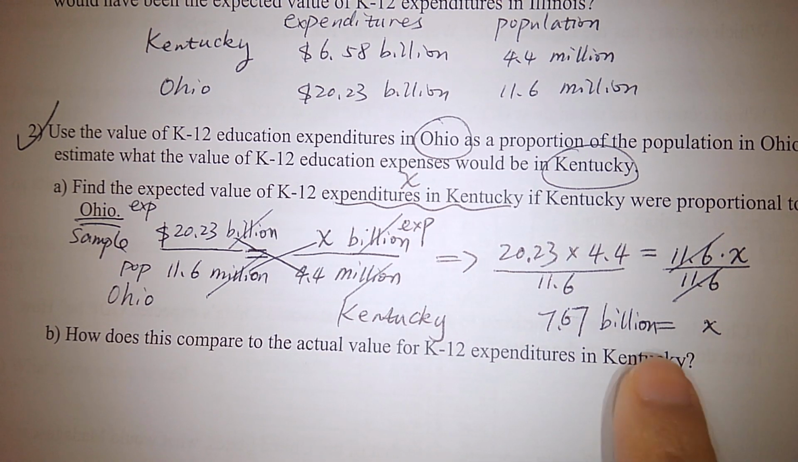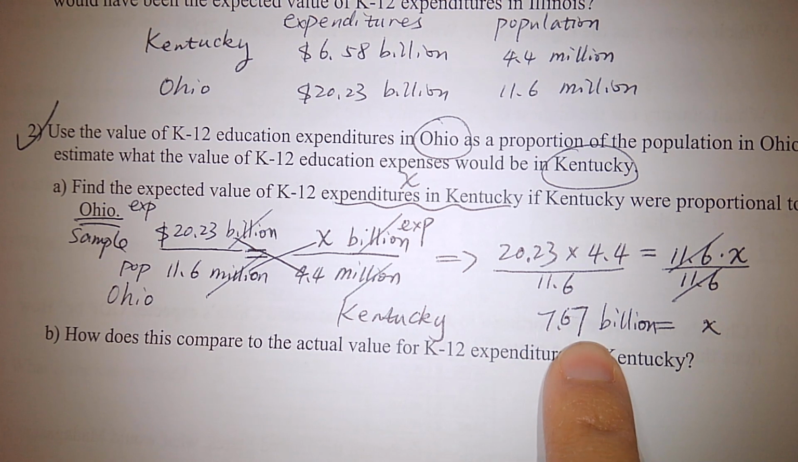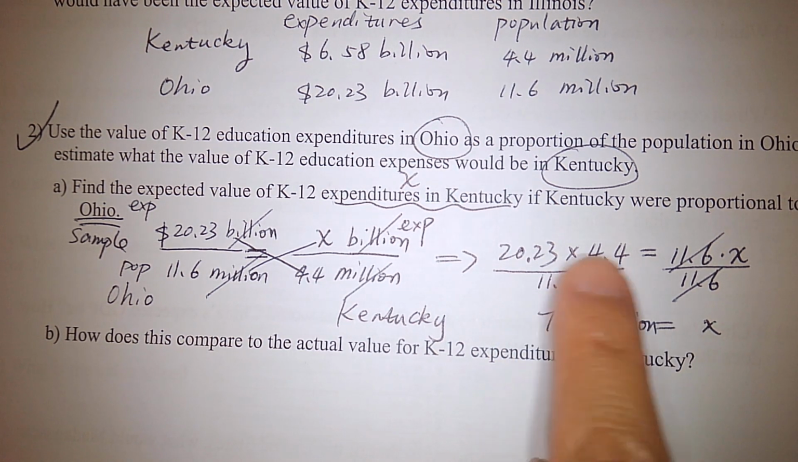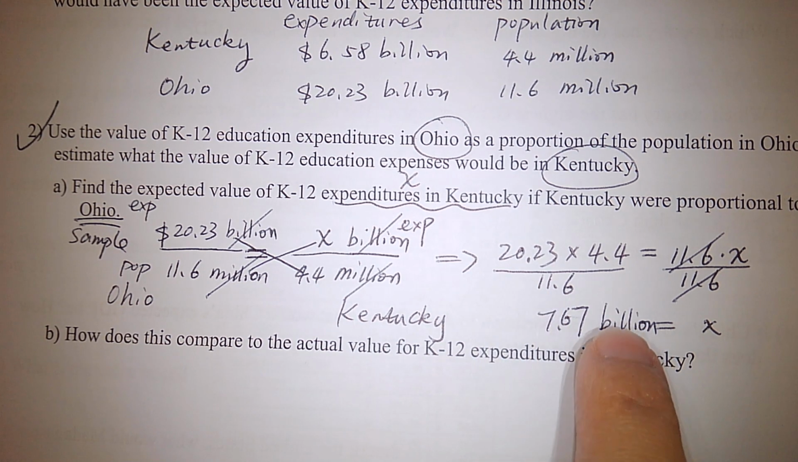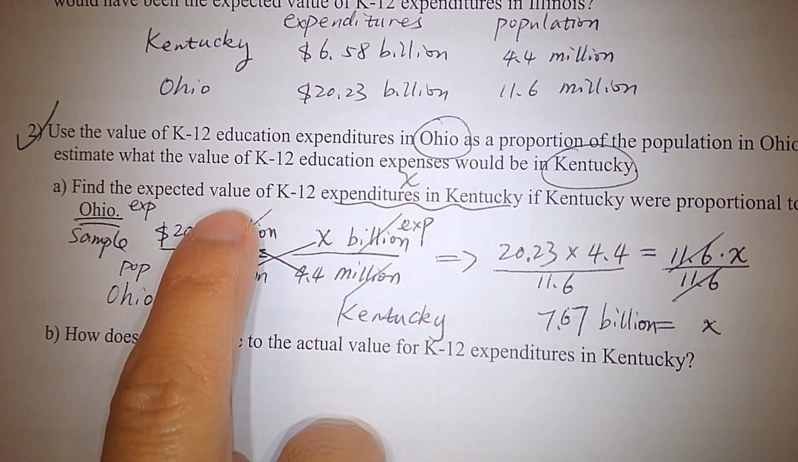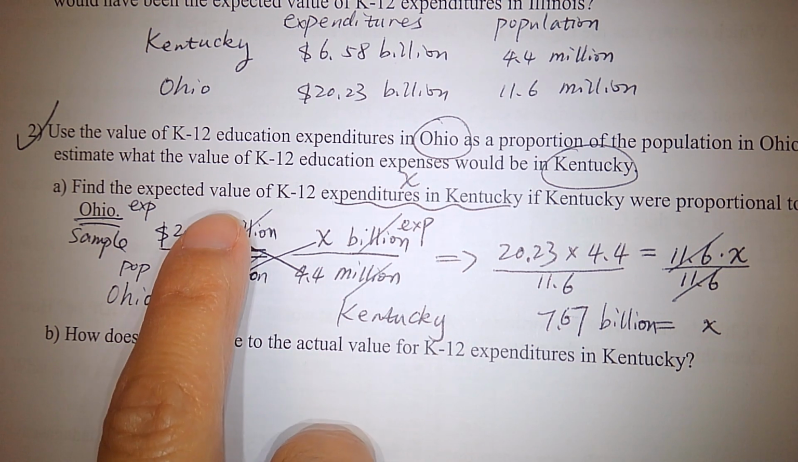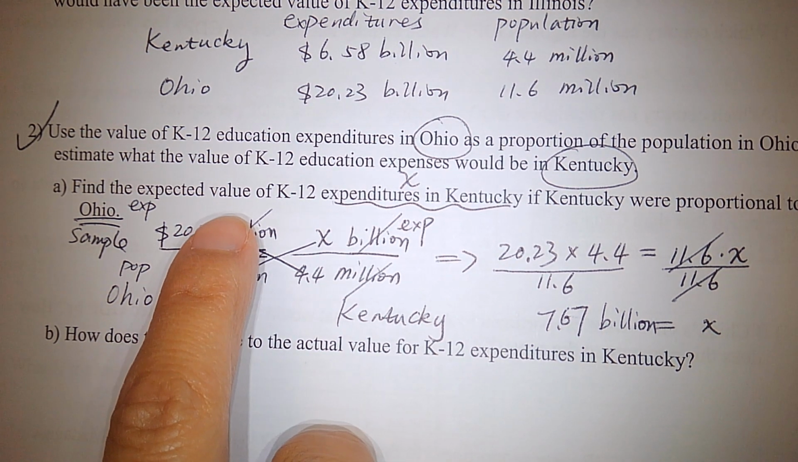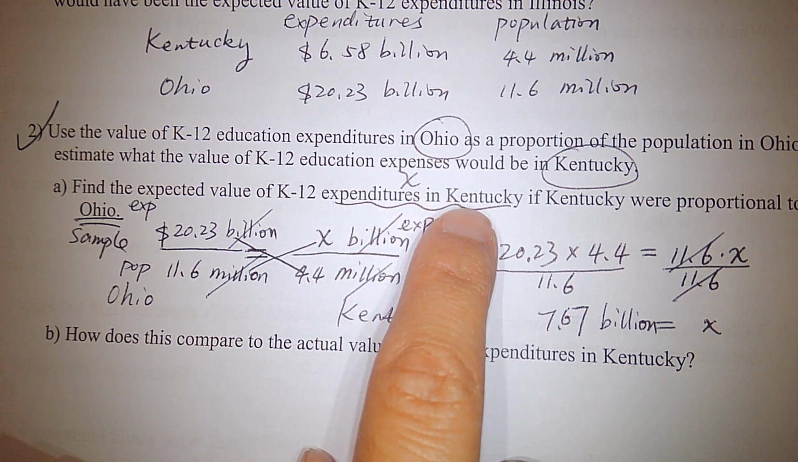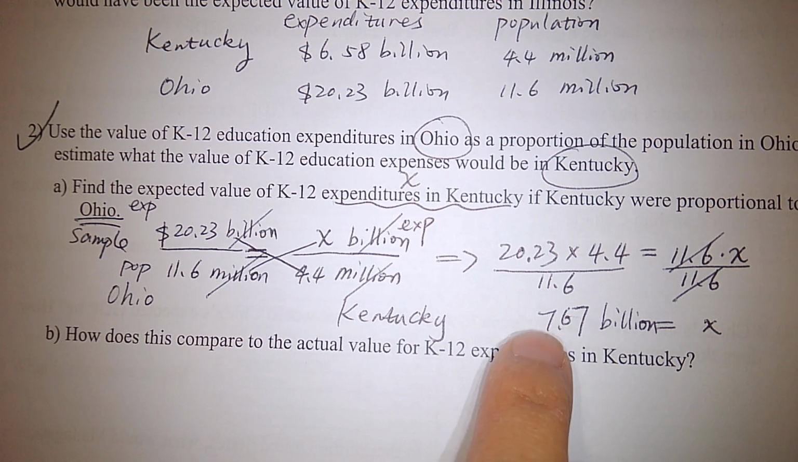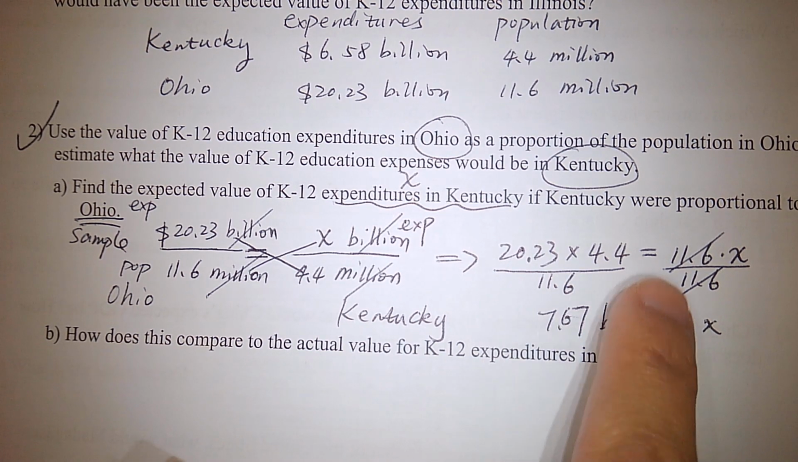Billion. 7.67 billion. Guys, let me ask you this question. What does this 7.67 billion result mean? According to Ohio's proportion, Kentucky is expected to spend how much? 7.67 billion on their what?